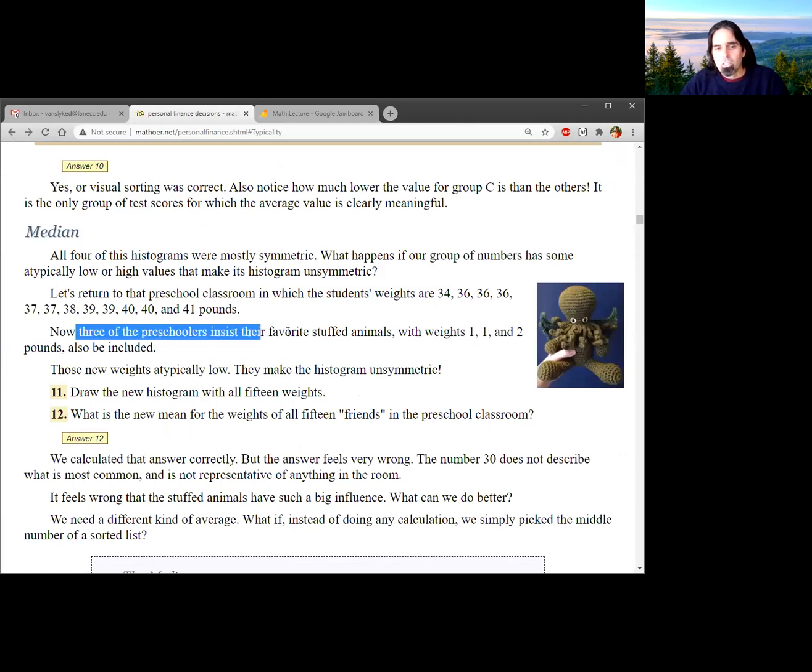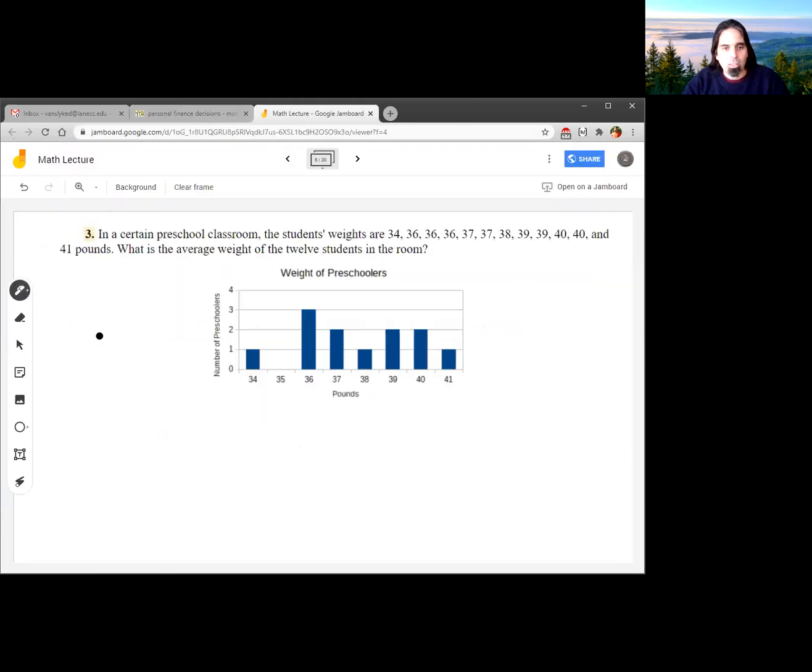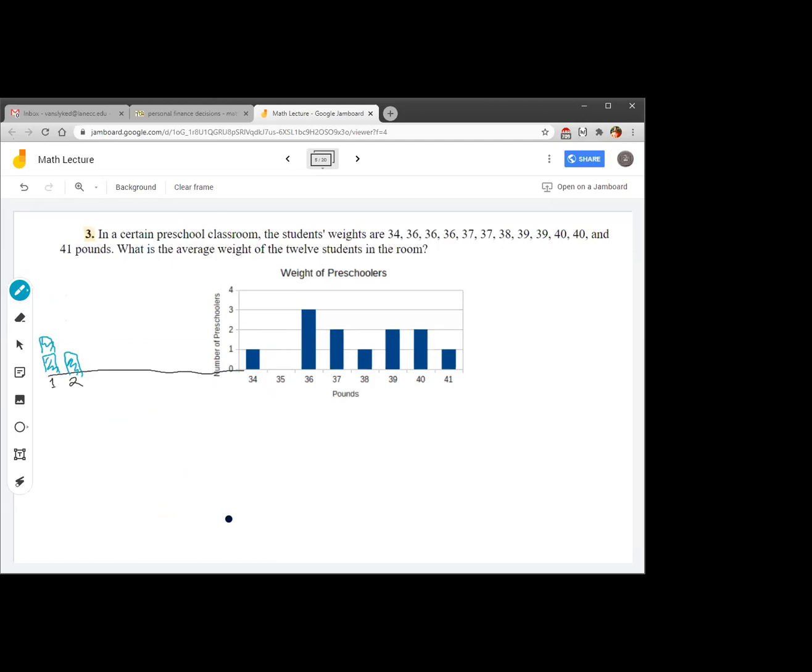The preschoolers insist that their favorite stuffed animals are included in the collection of things in the room. They have weights 1, 1, and 2 pounds. So we're going to take this graph and go way over here to 1 pound and 2 pounds, and have something here that's 1 pound, something else that's 1 pound, and something else that's 2 pounds. Okay with how we're breaking this graph?